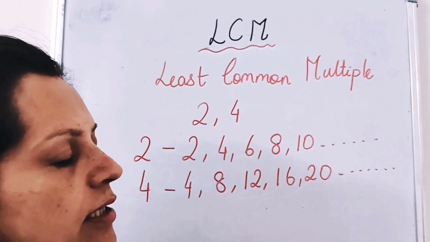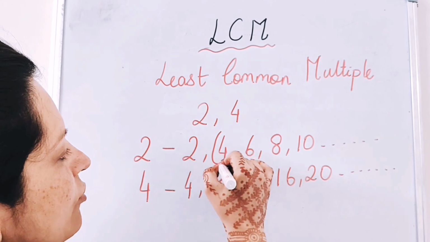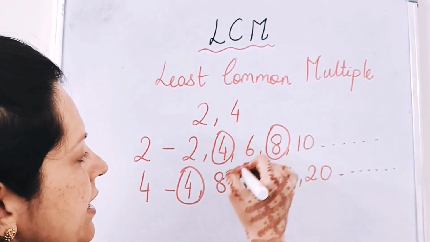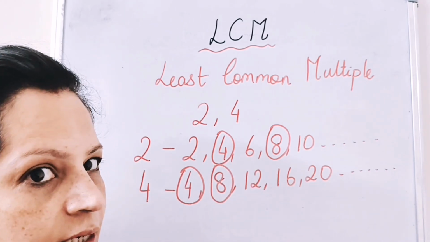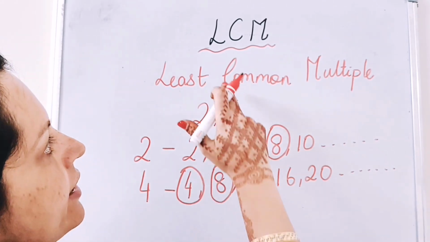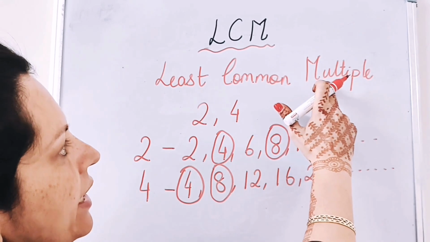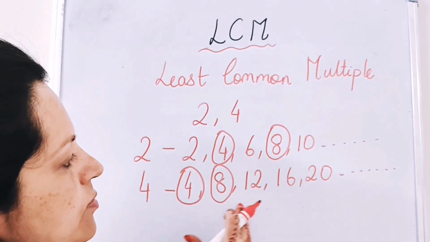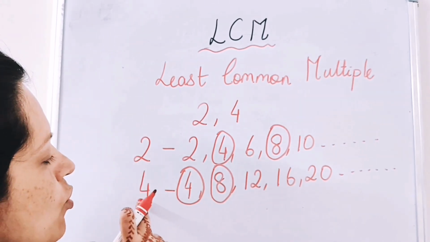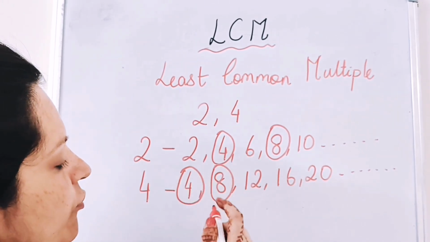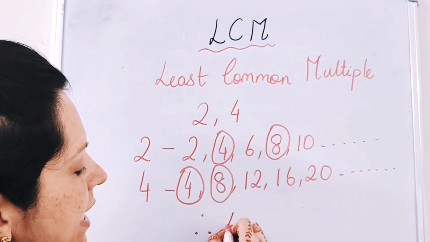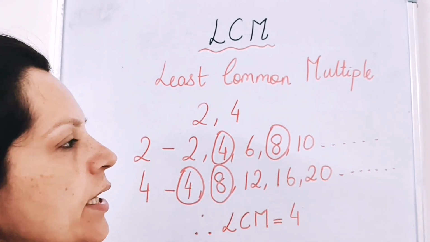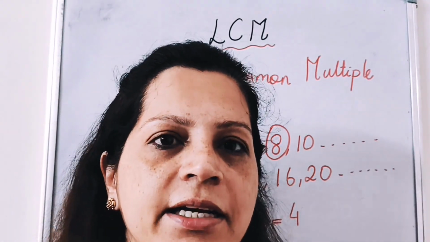Now let's circle the common multiples. 4 and 4 is common. 8 and 8 is common. But we need to find the least common multiple. Least means the smallest. So the smallest common multiple of 2 and 4 is 4. Therefore, the LCM is equal to 4. I hope this concept of LCM is clear to you.